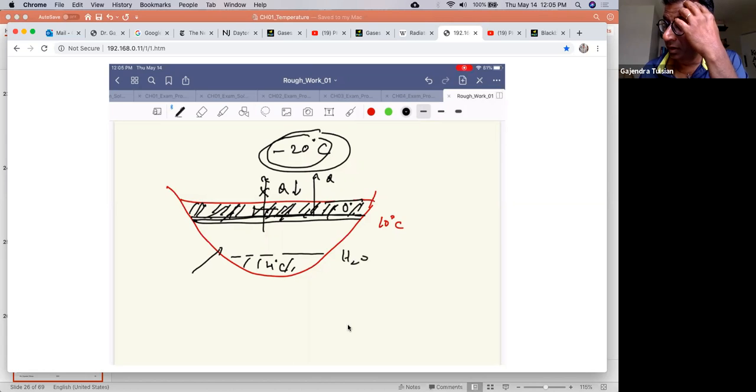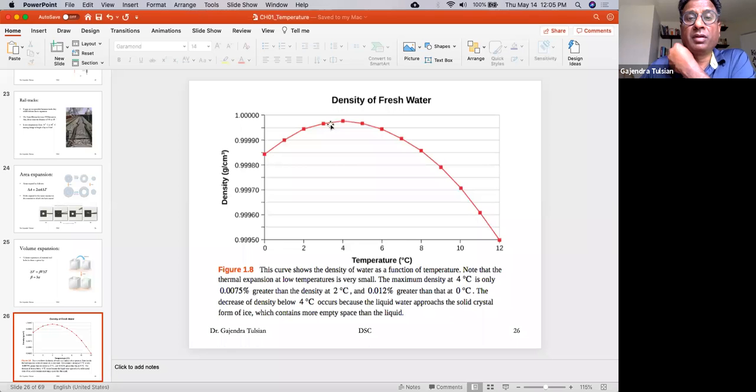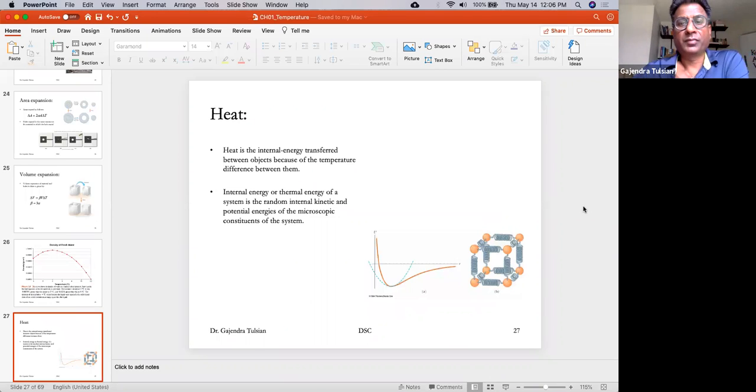Okay. And life can survive in this water through the winter. So we have to thank this curve for the fact that the entire lake doesn't freeze, and so that's important, and that's important for life. Okay. Anyway, so 1 in 10,000 phenomenon. Such small things can be important.